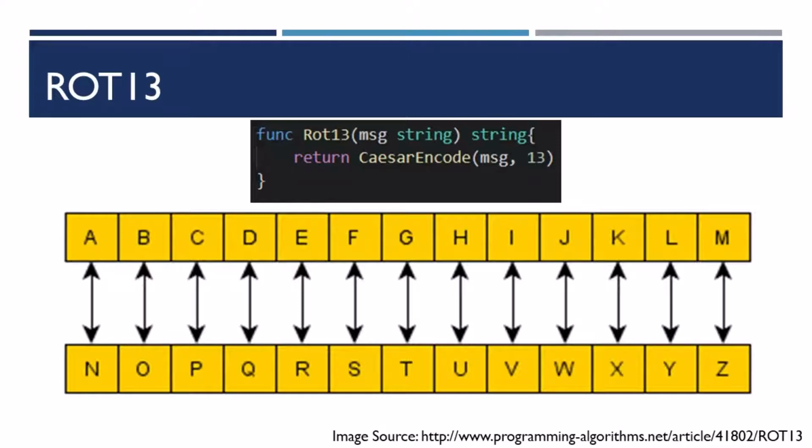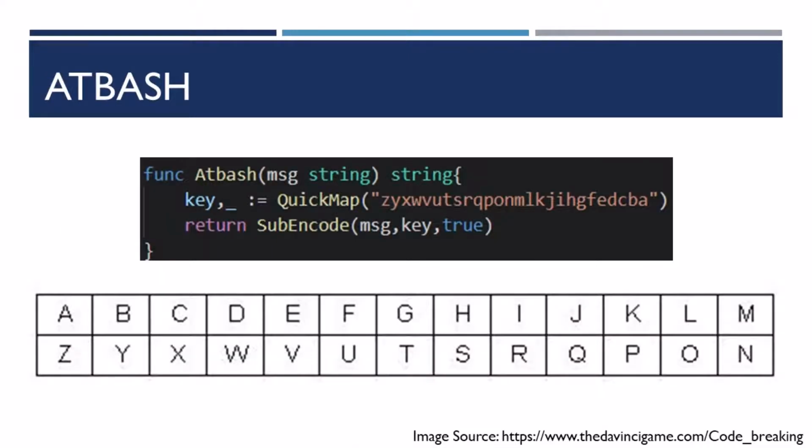One interesting trait of Rot 13 is that encoding and decoding can be done with the same function. Another common cipher is the Atbash cipher, in which the alphabet is mapped onto a backwards alphabet. Much like Rot 13, encoding and decoding can be done with the same function.